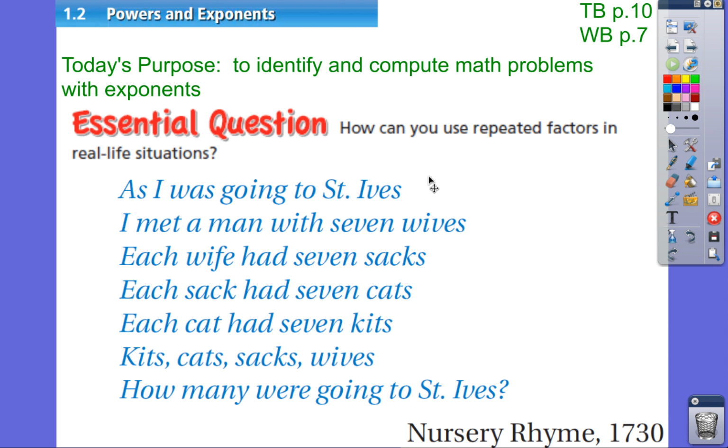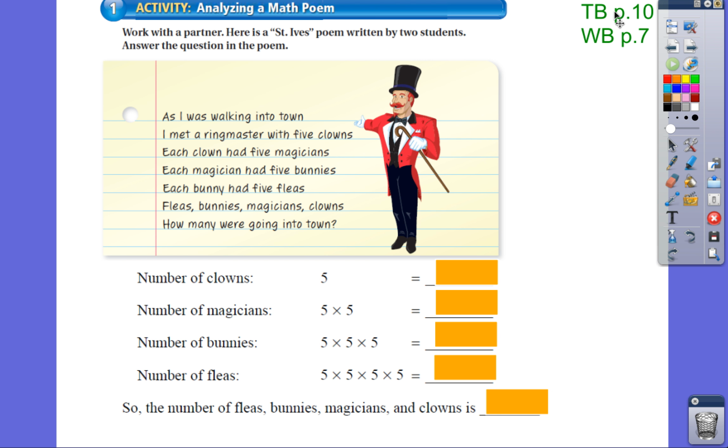So what I'd like for you to do is please take a look at activity 1. Once again, we're to the activities, so it's in your textbook and your workbook. Please open up your workbook to page 7 and your textbook to page 10. I'd like for you to please read the directions to yourself as I read them aloud. Work with a partner. Here is a St. Ives poem written by 2 students. Answer the questions to the poem. So please read this poem to yourself and then answer the questions at the bottom of the page.